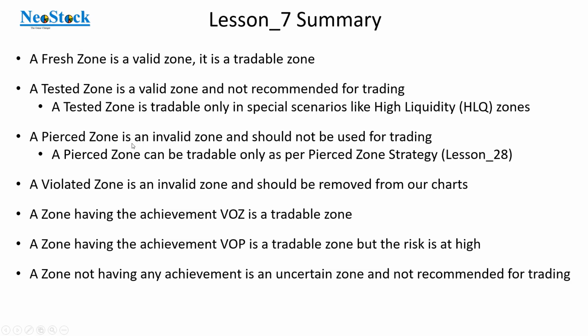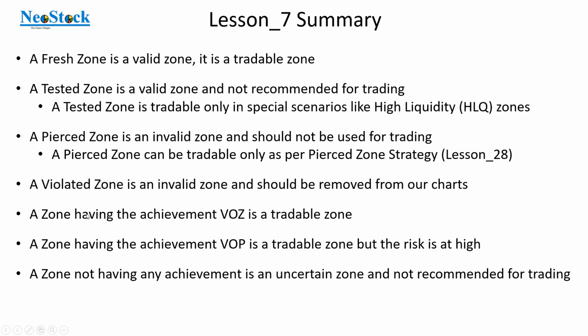Next, the pierced zone. It is an invalid zone and it should not be used for trading. But still you can use a pierced zone for trading based on the pierced zone strategy that I explained in lesson 28. It is a new strategy I developed, and the pierced zone is a new concept I developed. Okay, the fourth type you learned: a violated zone is an invalid zone and it should be removed from our charts. It can't be used for trading purposes.